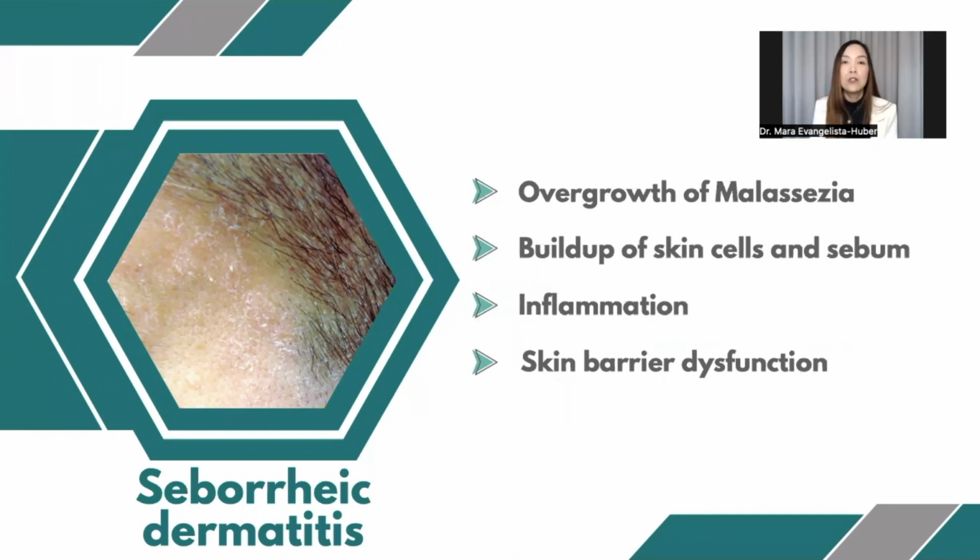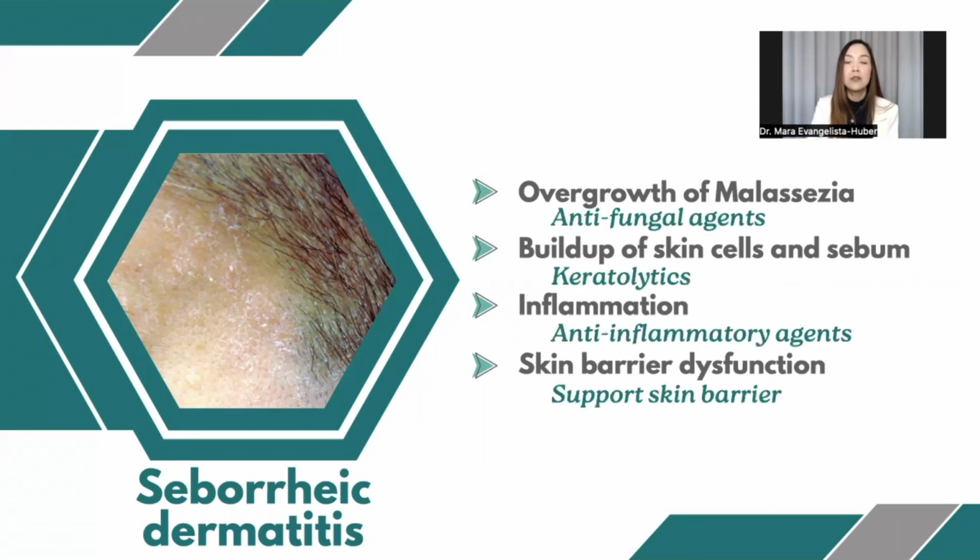Seborrheic dermatitis, which manifests as dandruff on the scalp, also has a multifactorial etiopathogenesis. It involves an overgrowth of a yeast called malassezia, a buildup of skin cells and sebum, inflammation, and disruptions of the skin barrier. That's why for patients with seborrheic dermatitis, their management may include antifungal agents, keratolytics like hydroxy acids, anti-inflammatory agents like topical steroids, and you also want to make sure that the skin barrier is supported. So it helps to use non-irritating products.